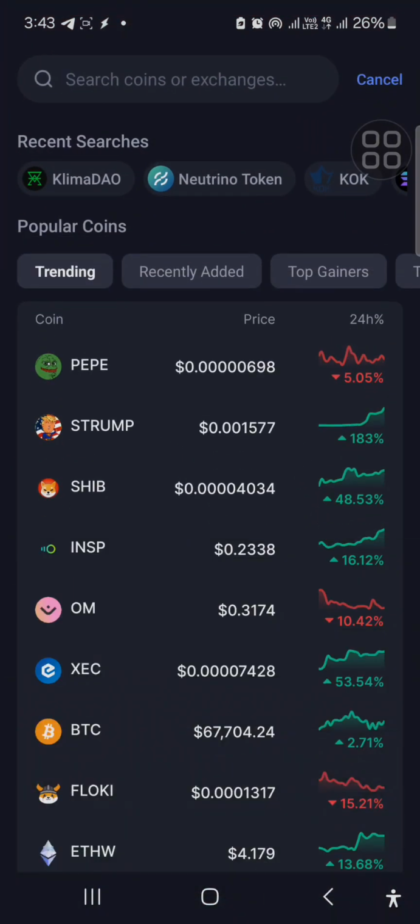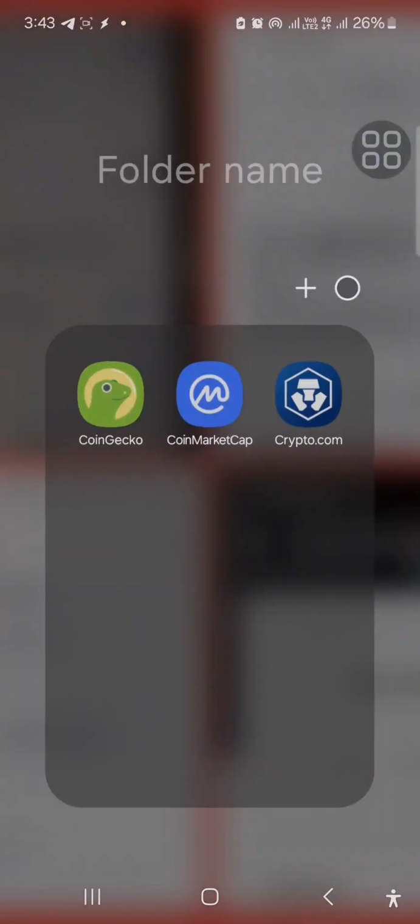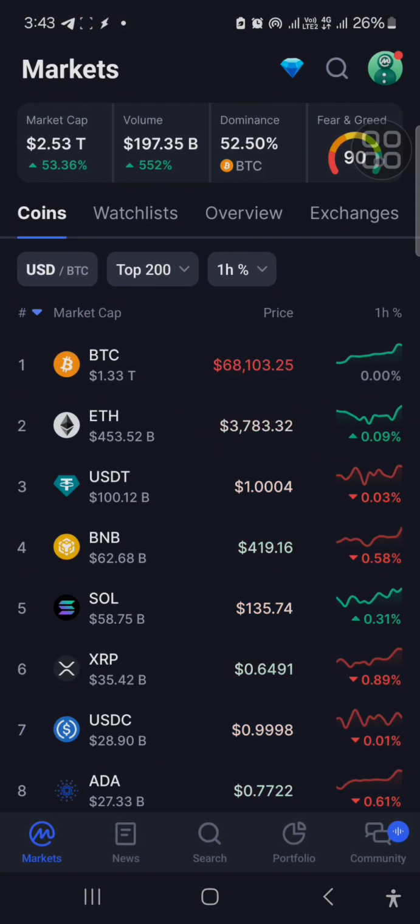So like you saw, I just clicked on CoinMarketCap. You can use CoinGecko, CoinMarketCap, or Crypto.com, but I most times use CoinMarketCap. All right, so it's just like an overview of what all of the coins are doing at a particular given time. It is called CoinMarketCap.